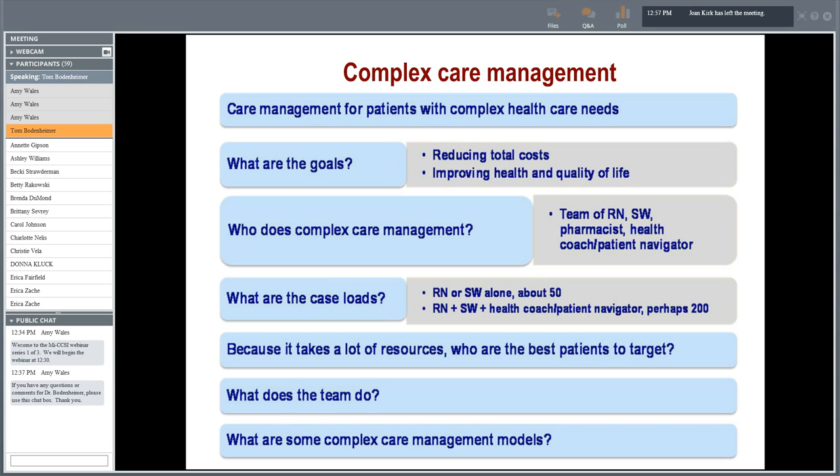So who does complex care management? Generally speaking, it's done with a team, a team of RN, social worker, pharmacist, and a health coach slash patient navigator. Now that's the ideal situation.